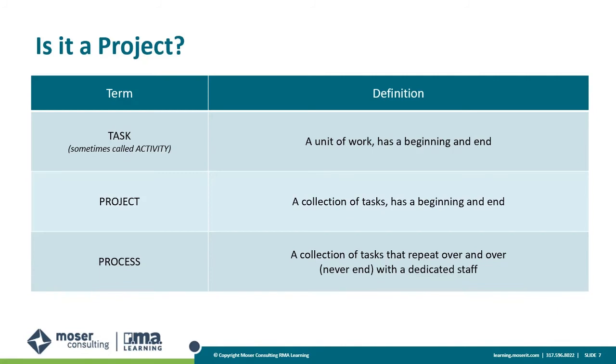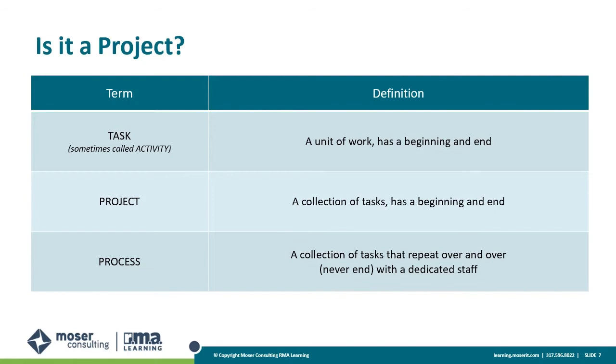So let's try to figure out when we're looking at projects and processes, what is it? Is it a project or a process? These words are really important for that. First, the word task, which is sometimes called activity. A task is a unit of work that has a beginning and an end. A project is a collection of tasks, and it also has a beginning and an end. A process, though, is a collection of tasks that repeat over and over. They'll never end with a dedicated staff.